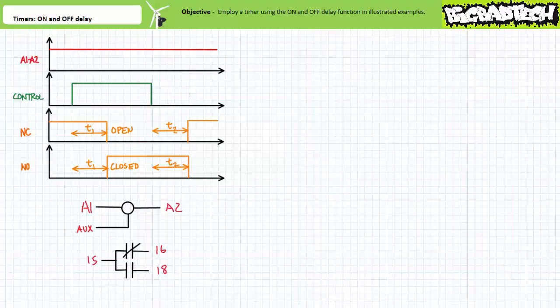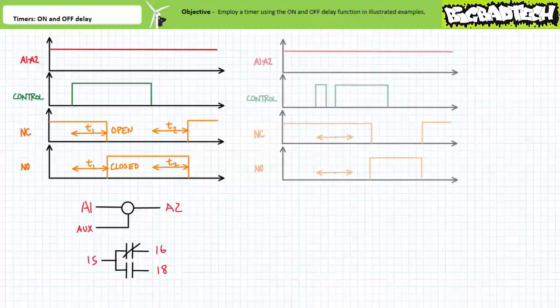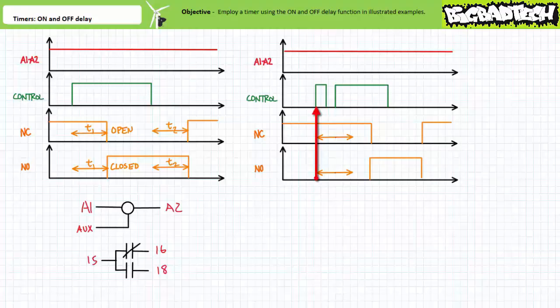Note, if the input is de-energized prior to the on delay period elapsing, the timer would reset. A modified timing diagram illustrating this act appears here. When the controlling input is energized, the timer initiates the on delay. However, when de-energized prior to the on delay period elapsing, the initial delay is overridden. Only when the input is continually energized for longer than the on delay period do the contacts change states here.